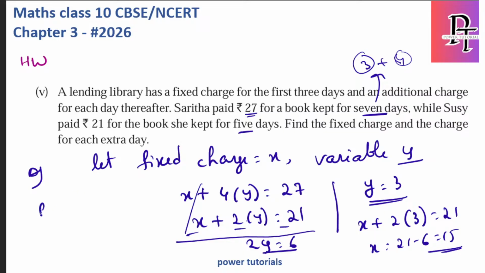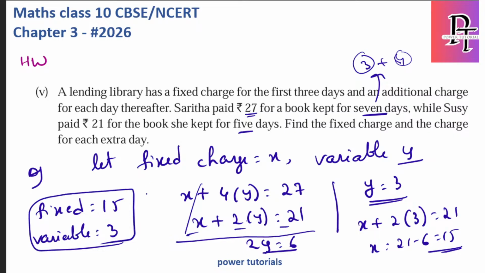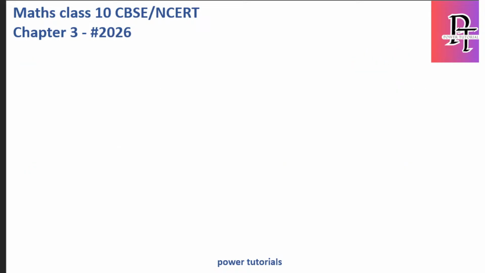Therefore, here I'll write fixed charge is equal to 15 and variable charge, that is for each day after 3 days, is equal to 3. Okay, and also cross check. 15 plus 3 into 4, 15 plus 12 is 27. 15 plus 2 into 3 is 21. Hence, it is correct. Okay, so in this way, the whole chapter has been done.